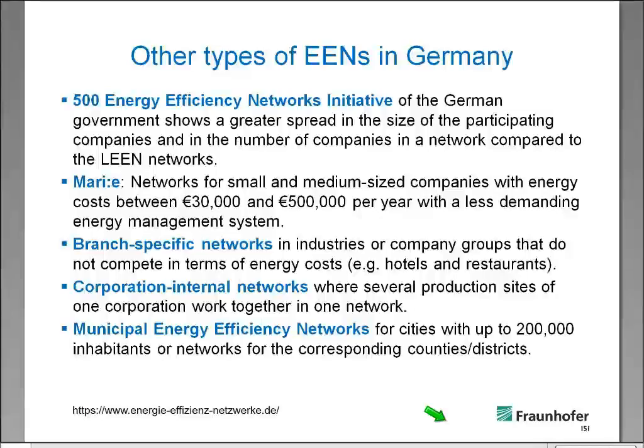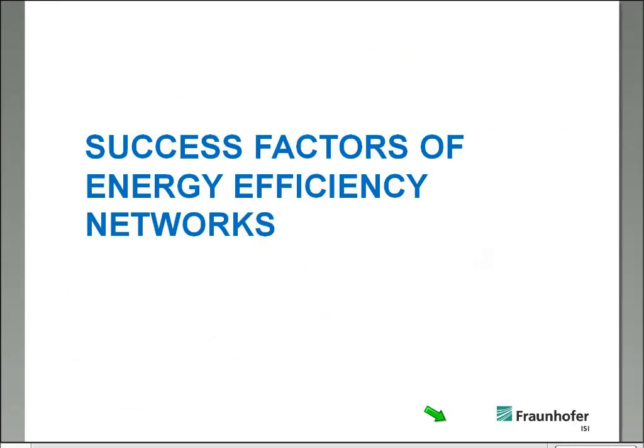We also have several other types of energy efficiency networks in Germany, networks for smaller companies, for example, and networks for branches, because the usual networks include companies from different branches which are not competing. But in some cases, for example, hotels and restaurants, it can be interesting to have a network within the same branch, so that also some branch-specific process technologies can be addressed. We also have in some industries, for example, the chemical industry, some cooperation internal networks between different production sites, and also for municipalities, there is a new concept of energy efficiency networks for cities, which we, however, could not describe in detail here in this presentation.